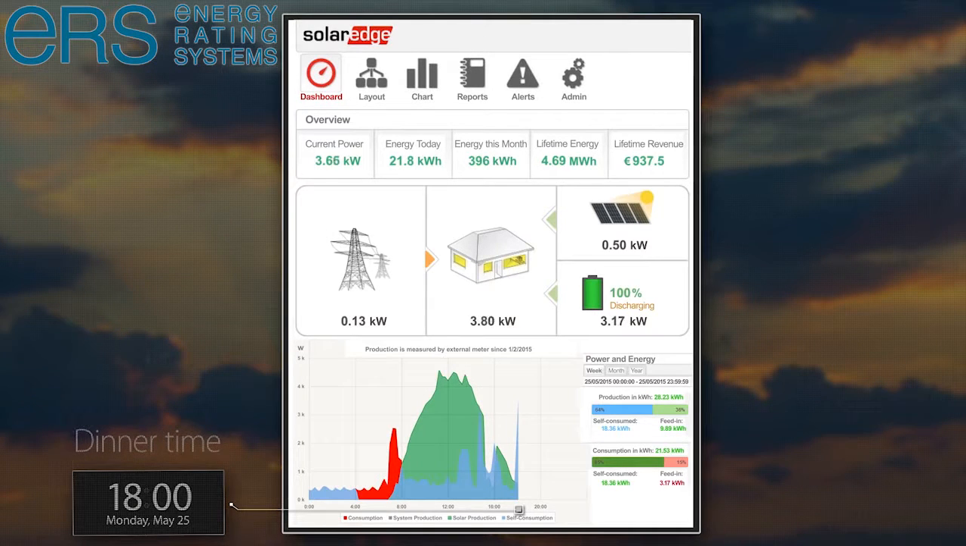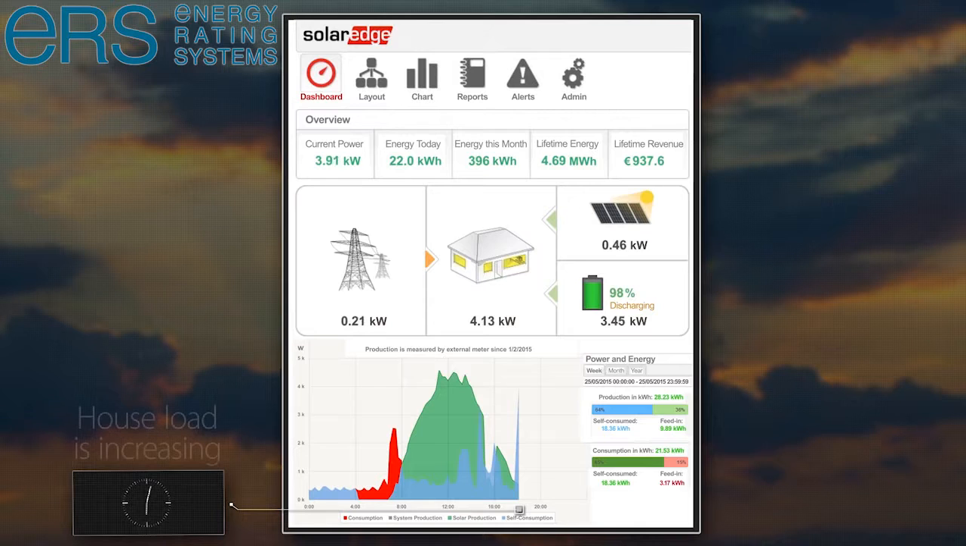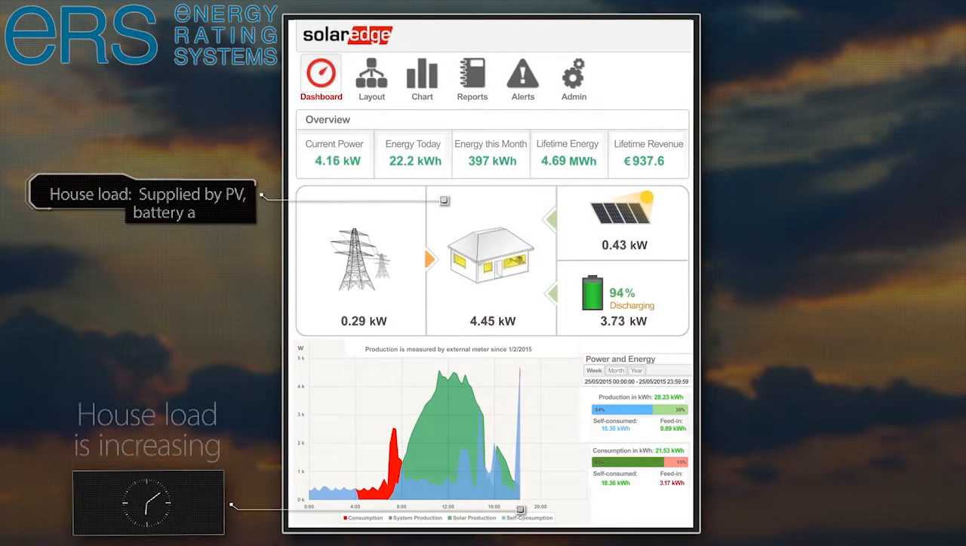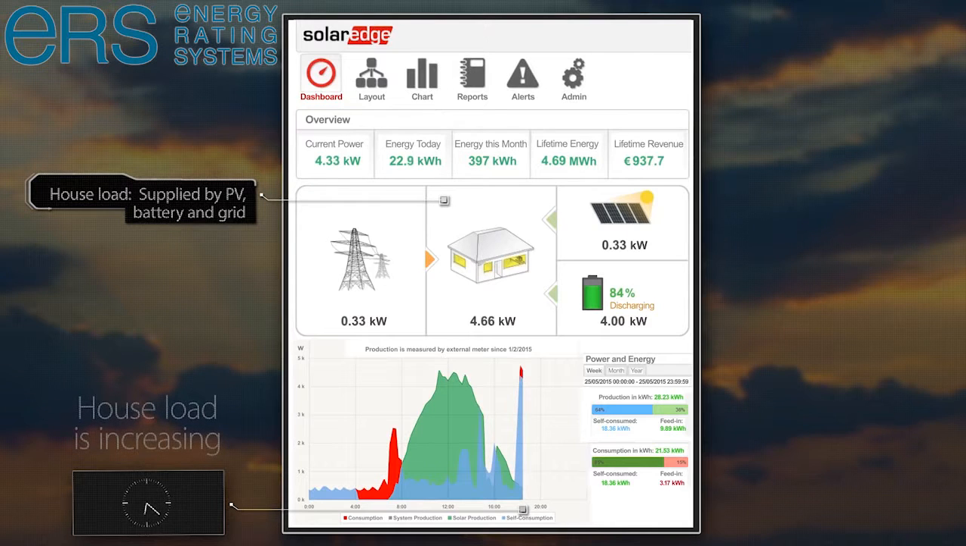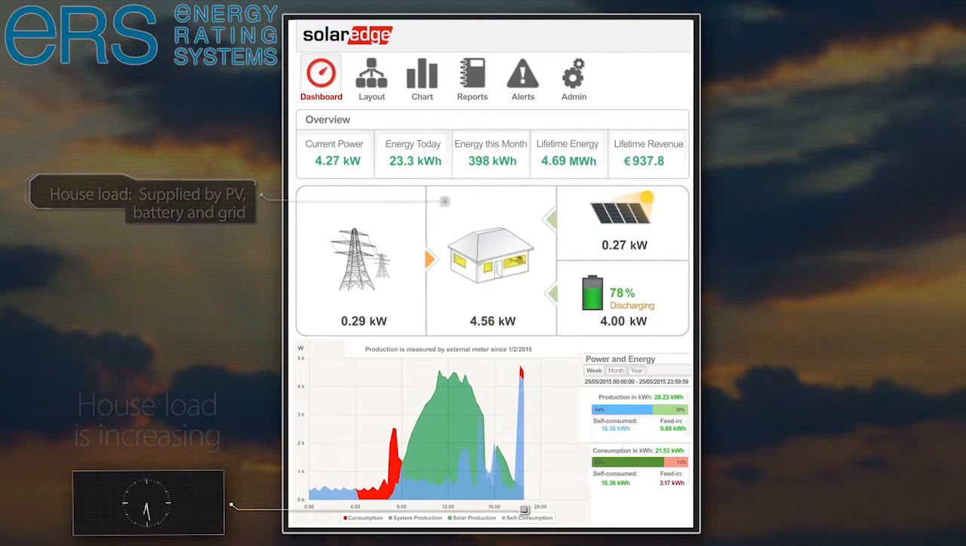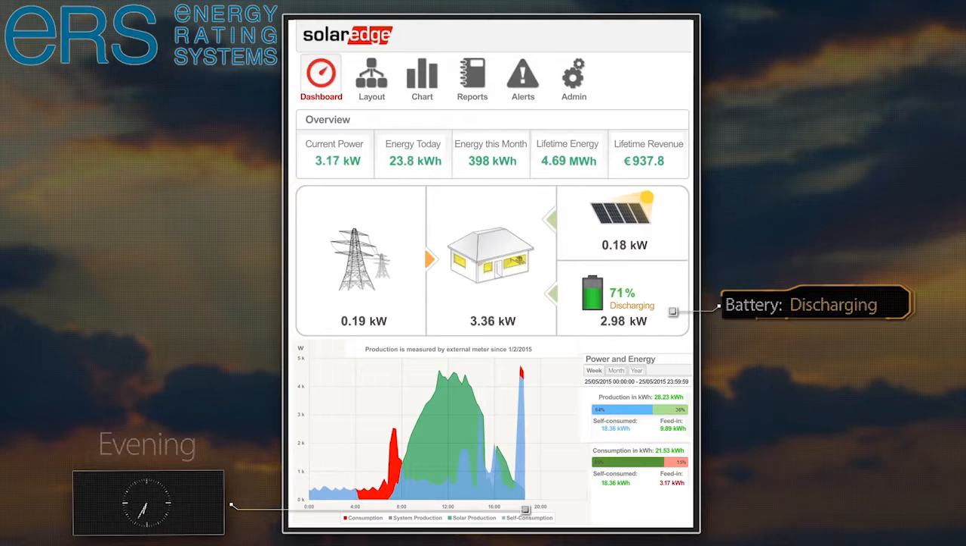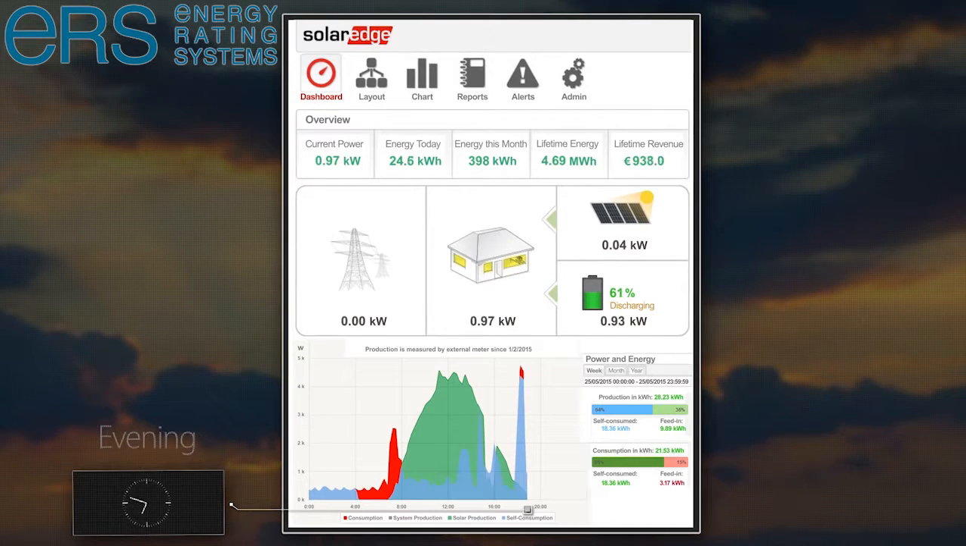It is now 6 PM, dinner time. Daylight is turning to dusk, and PV production is winding down for the day. The low PV generation isn't able to supply the high energy consumption. With demand exceeding the battery's continuous power output, the grid is used to ensure that the high energy demands are met.